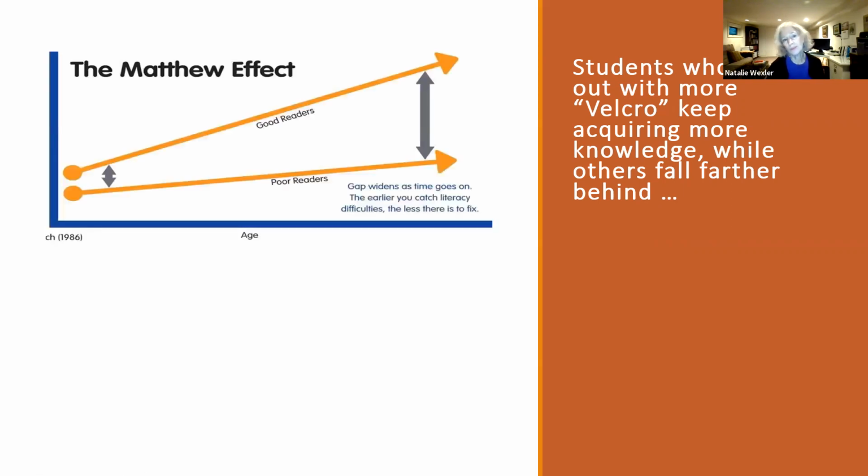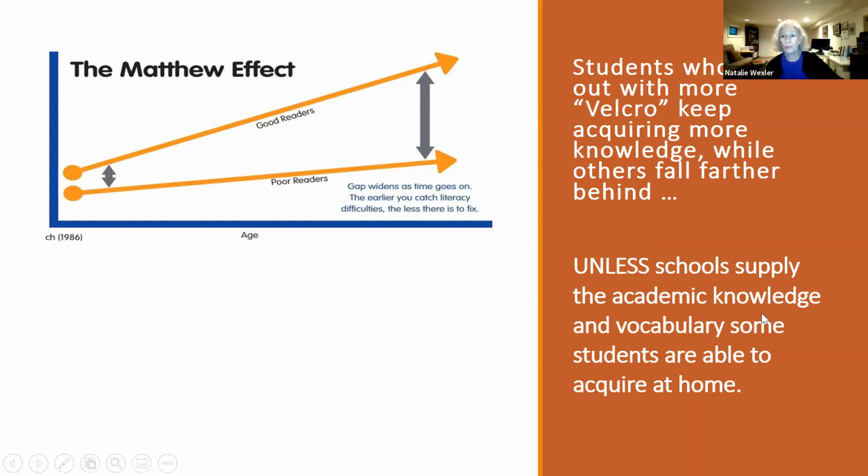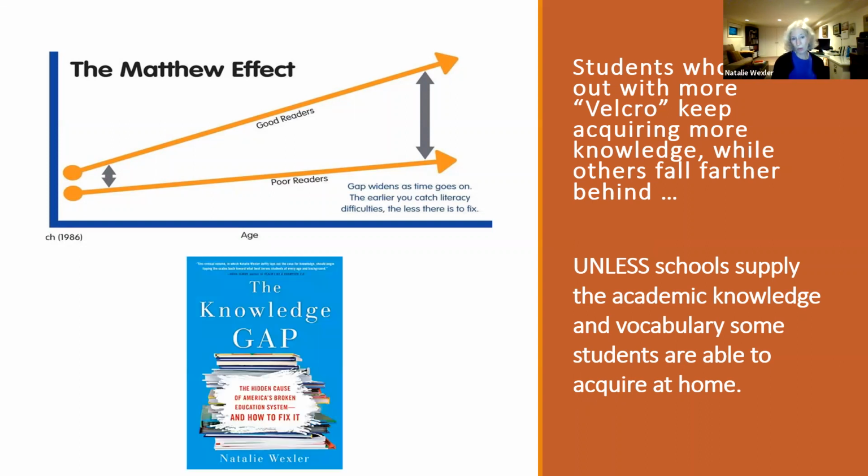This is something that's been called, particularly in reading, the Matthew effect. And that's a reference to the Gospel of Matthew, and particularly the part that says the rich get richer and the poor get poorer. And this gap between the good readers and the poor readers increases every year that students stay in school, unless schools start building their academic knowledge and vocabulary, the kind of vocabulary that some students are able to acquire at home. And this is really the problem that I wrote this book about, the book called The Knowledge Gap, which both describes the problem and also talks about what we can do about it.